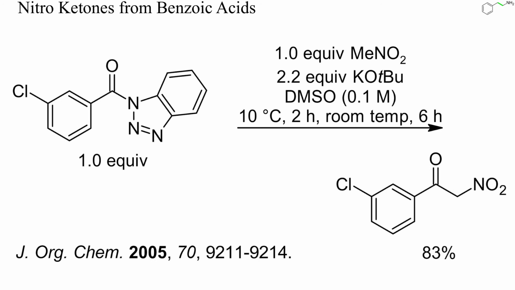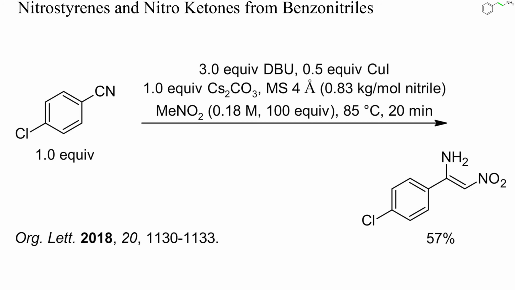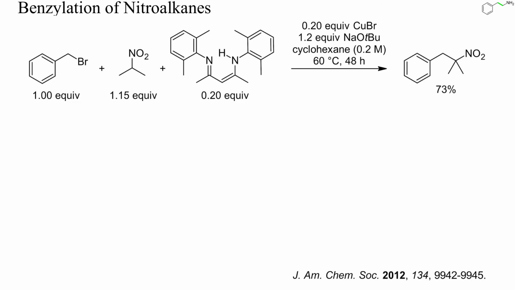Instead of phenyl esters, benzoyl triazoles or imidazolides can also be used to acylate nitromethane, as in this example. The reaction was again conducted in DMSO with an excess of potassium tert-butoxide as base. Under optimized conditions, even benzonitriles can acylate nitroalkanes. In this example, a mixture of DBU, cesium carbonate and copper iodide in pure nitromethane gave a fair yield of the expected addition product.